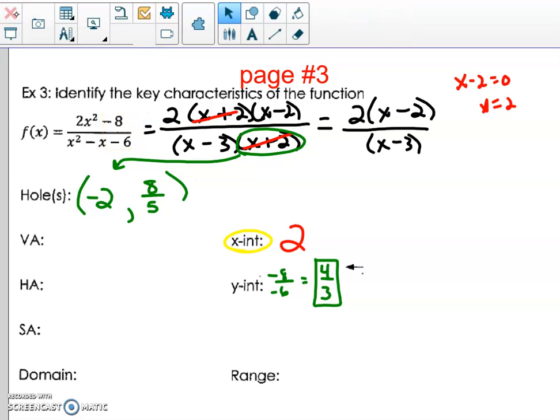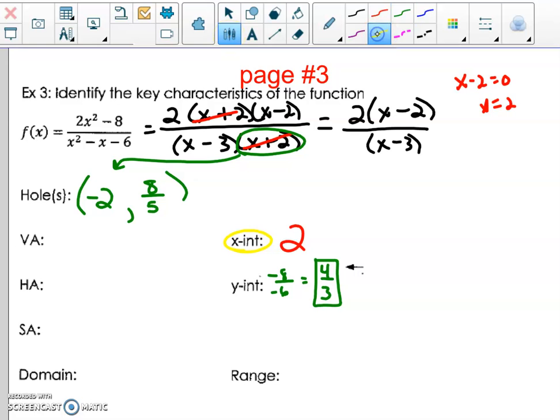All right, moving on to the vertical asymptote. It comes from the bottom. We'll set that equal to 0. x minus 3 equals 0. So x equals 3. So we have x equals 3 for a vertical asymptote.